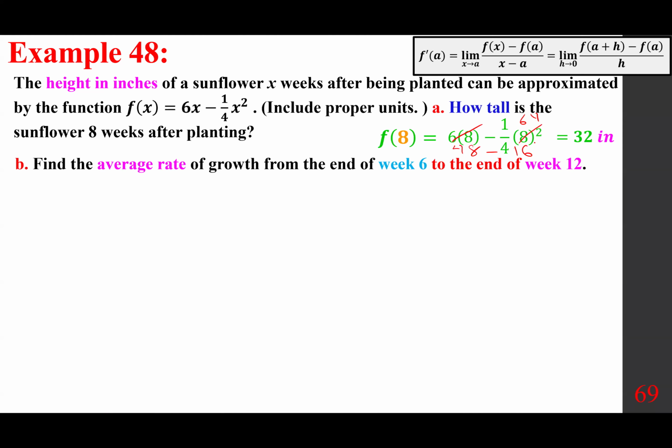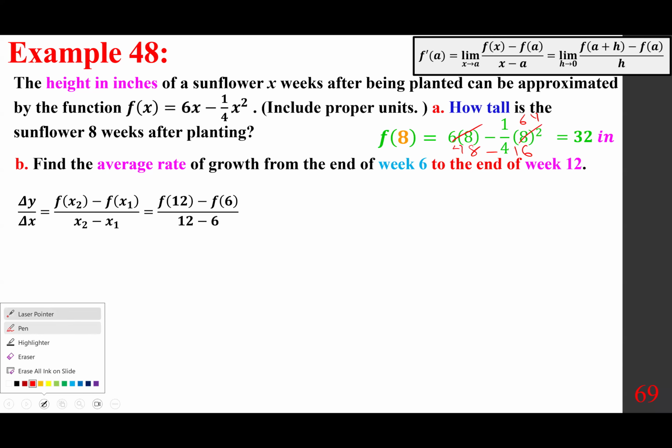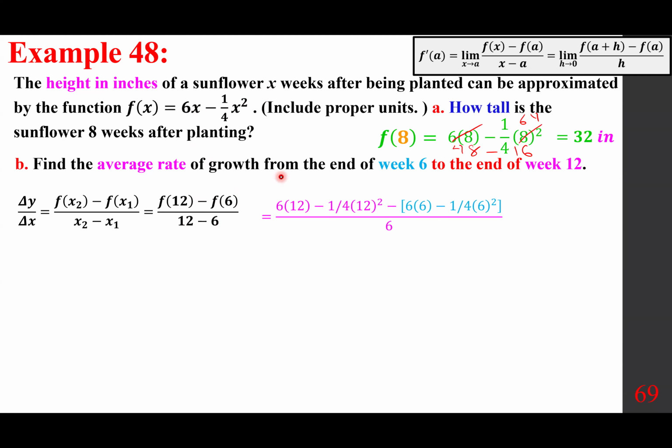Find the average rate of growth from the end of week 6 to the end of week 12. It's the good old average. That means delta y over delta x, f of x sub 2 minus f of x sub 1 over x sub 2 minus x sub 1. And in this case becomes f of 12 minus f of 6 over 12 minus 6. So the denominator is obviously 6. The numerator, you plug in 12, 6 times 12 minus 1/4 times 12 squared, and then you plug in 6, 6 times 6 minus 1/4 times 6 squared.